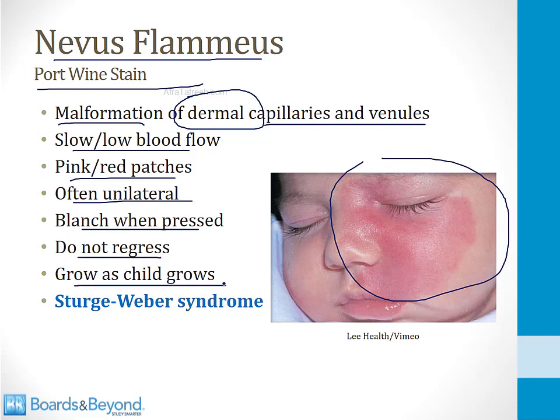In contrast to the nevus simplex, a nevus flammeus does not regress, and it grows as the child grows, and for that reason this can be a major cosmetic problem because the child can have the skin lesion on the face throughout his or her life.